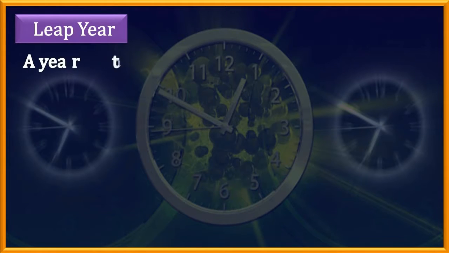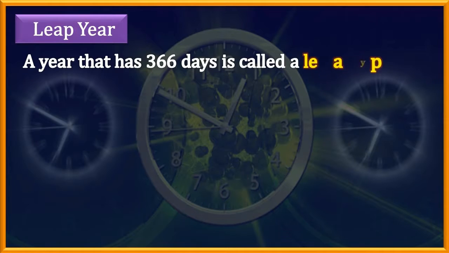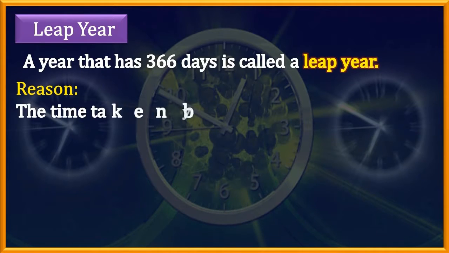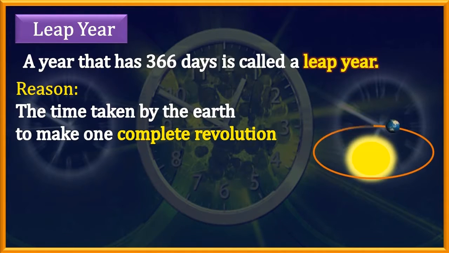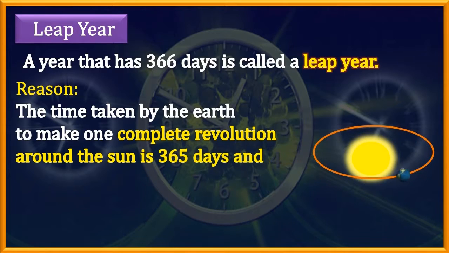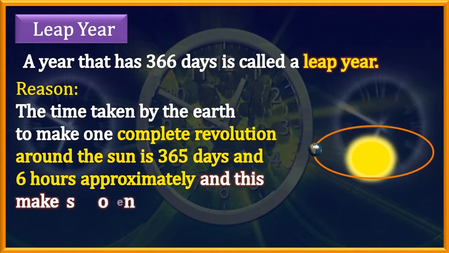Leap year. A year that has 366 days is called a leap year. The reason for this is that the time taken by the Earth to make one complete revolution around the Sun is 365 days and 6 hours approximately, and this makes 1 year.